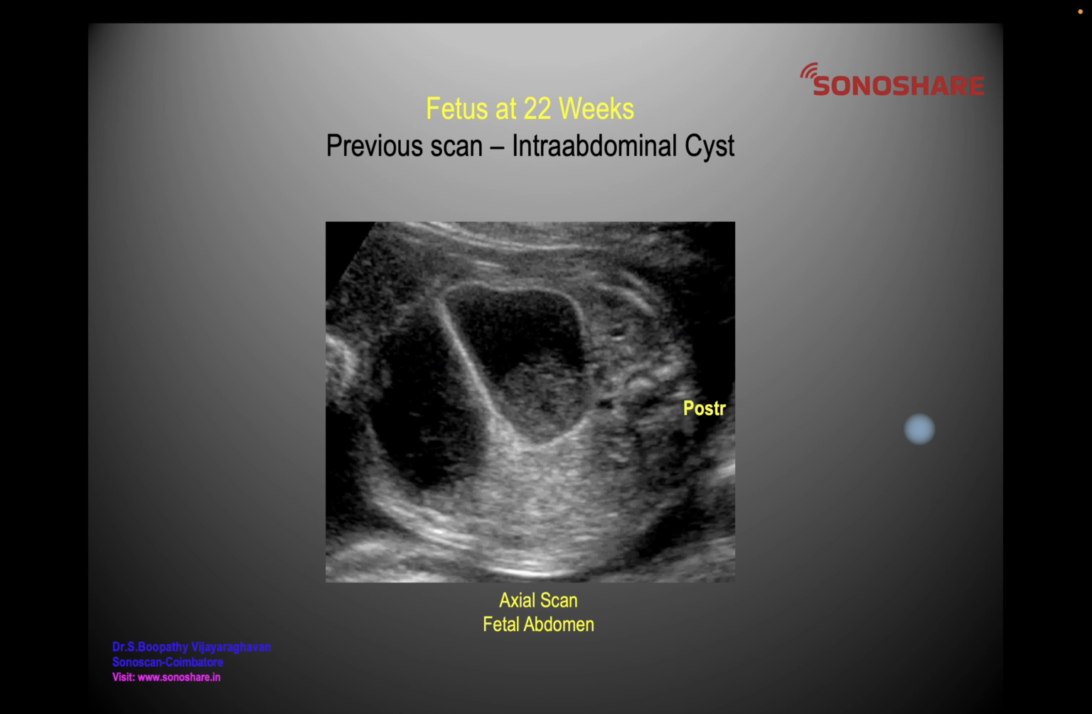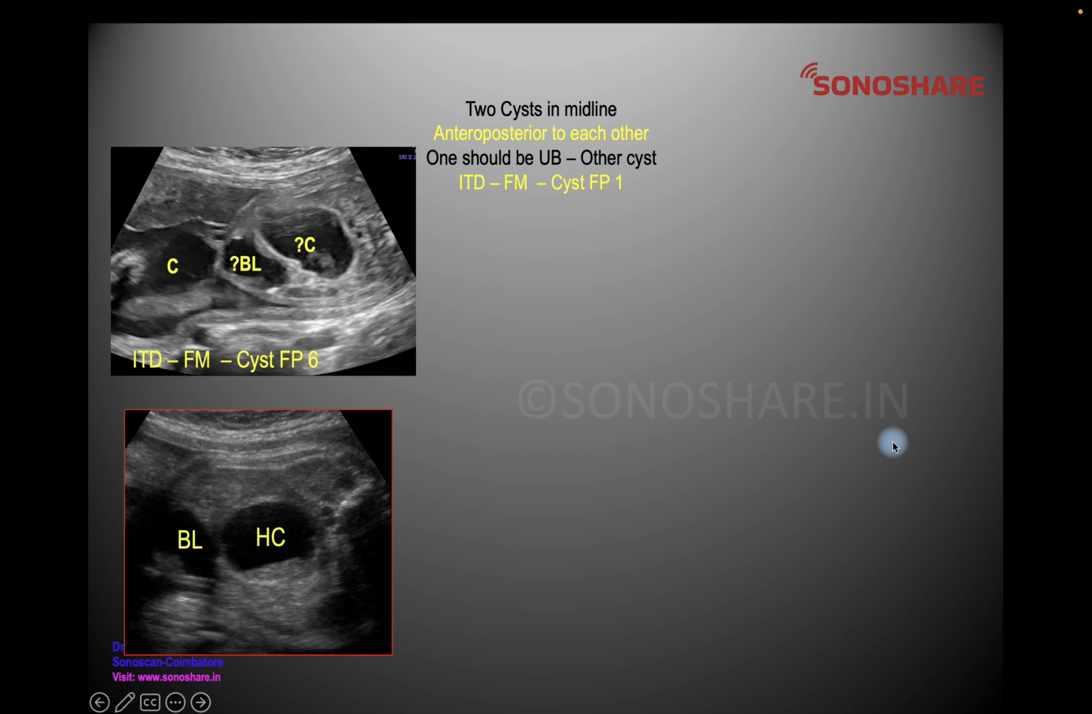shows the posterior aspect. You see two cysts. One should be the bladder, and the other should be a cyst.